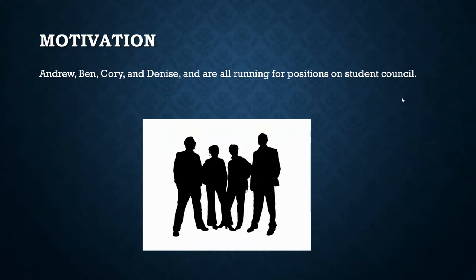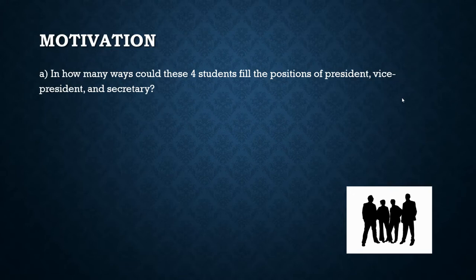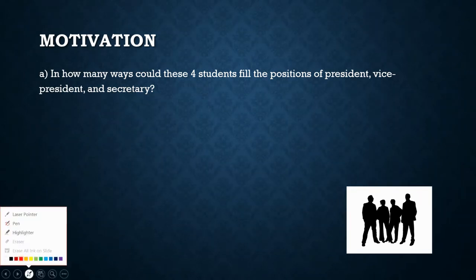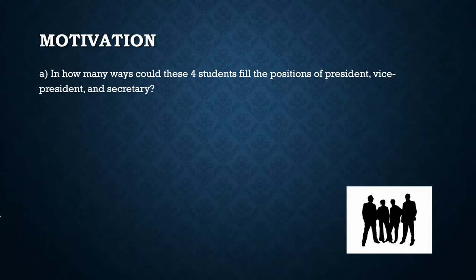We've got four people, Andrew, Ben, Corey, and Denise. They're all running for positions on their student council. So you guys can do this using our current tools. Maybe you want to do this in pause video. How many ways could these four students fill the positions of president, vice president, and secretary? So those are three specific positions. Take a moment and do that, or you can follow along with me.